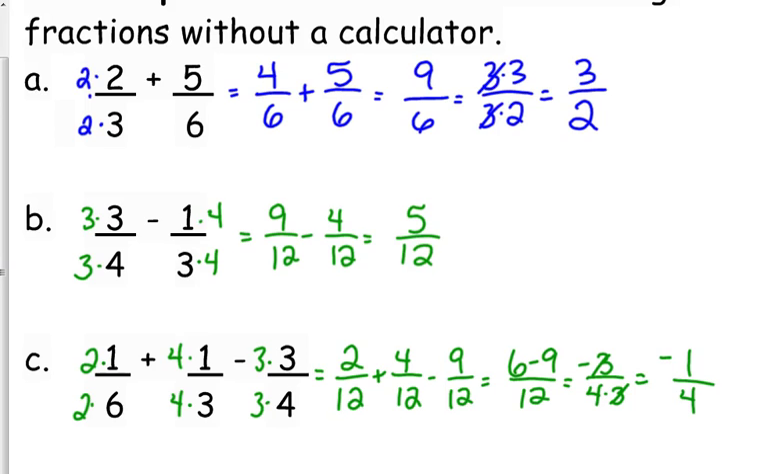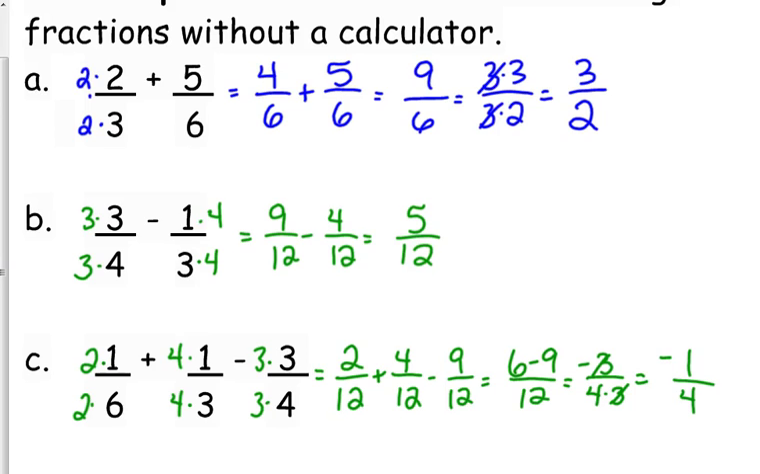Does not change after you have that LCD, and then you just need to look and see if you can simplify. So A, there was some simplifying to do, and it simplified to 3 over 2. B, there wasn't any simplifying. After you subtracted, 5 over 12, that's as simple as it will go.